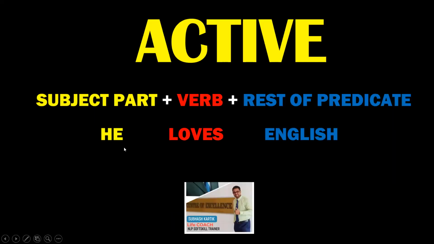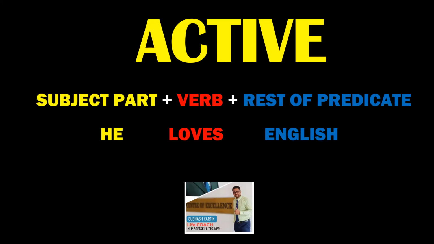Now, suppose the sentence is he loves English. He is a subject, loves is a verb, ROP क्या है? English. Okay. Now convert this sentence into the passive. सबसे पहले आगे क्या आएगा? What thing you have to take in the beginning of the sentence? Subject है. No, if I want English, so English आ जाएगा. सबसे पहले Object आएगा, English.